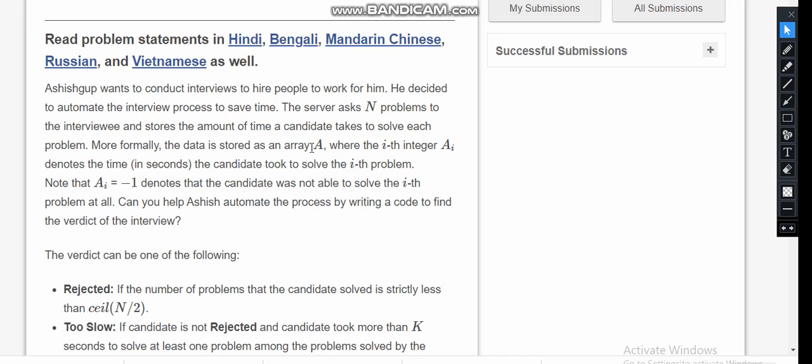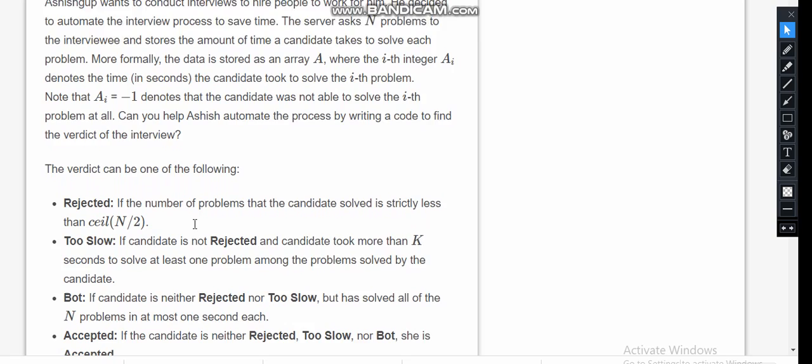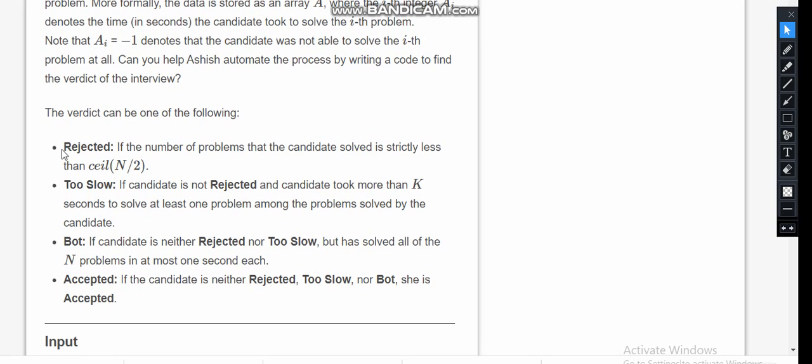stores the amount of time a candidate takes to solve each problem. More formally, the data is stored as an array where the ith integer ai denotes the time the candidate took to solve the ith problem. Note that ai equals -1 denotes the candidate was not able to solve the ith problem. So we have to automate this process and we have to give the following verdict.